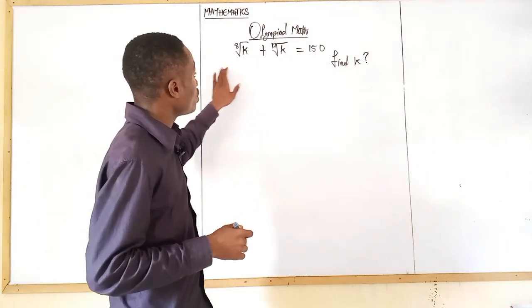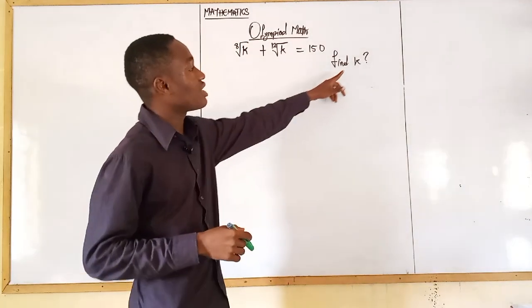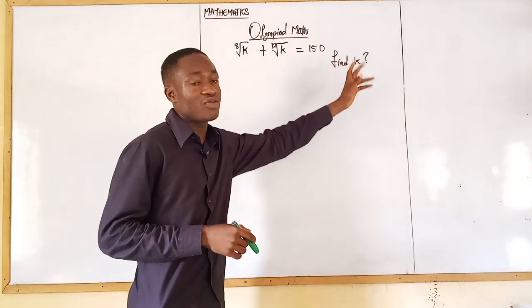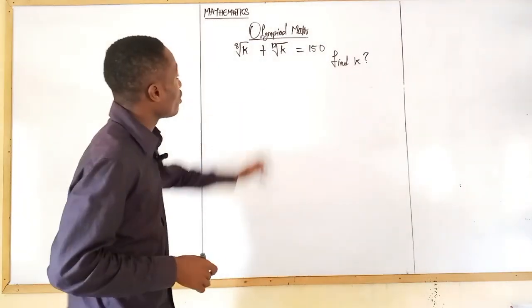So we're going to be trying to do this question together and see how we can find k. So today I'm not finding x again. You have to leave x for today and find the value of k. So don't forget, it's Olympiad maths.